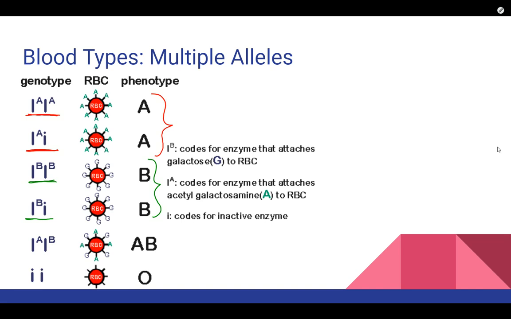Type AB and type O are the easiest because there's only 1 genotype for each. To be type AB, you have to have a gene for making A and a gene for B. And to be type O, you have to have 2 recessive alleles. Any questions just about the basic genetics of this?